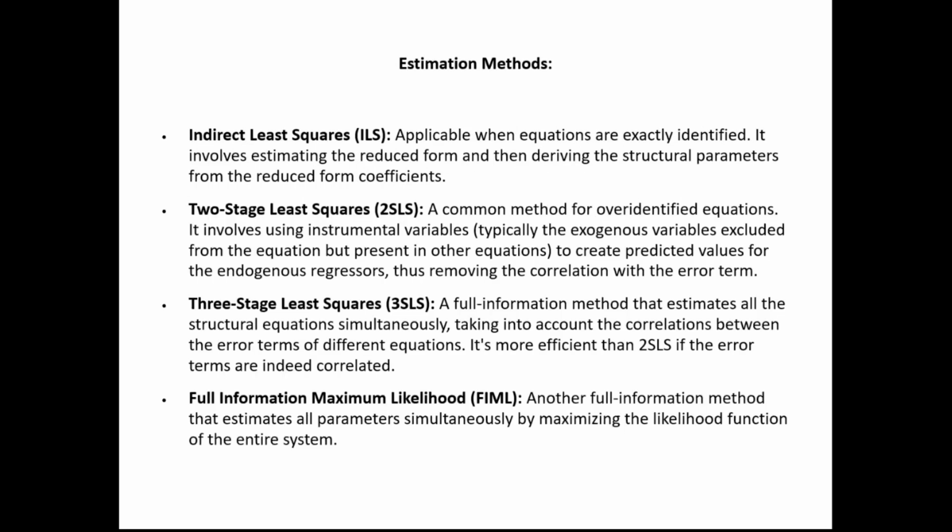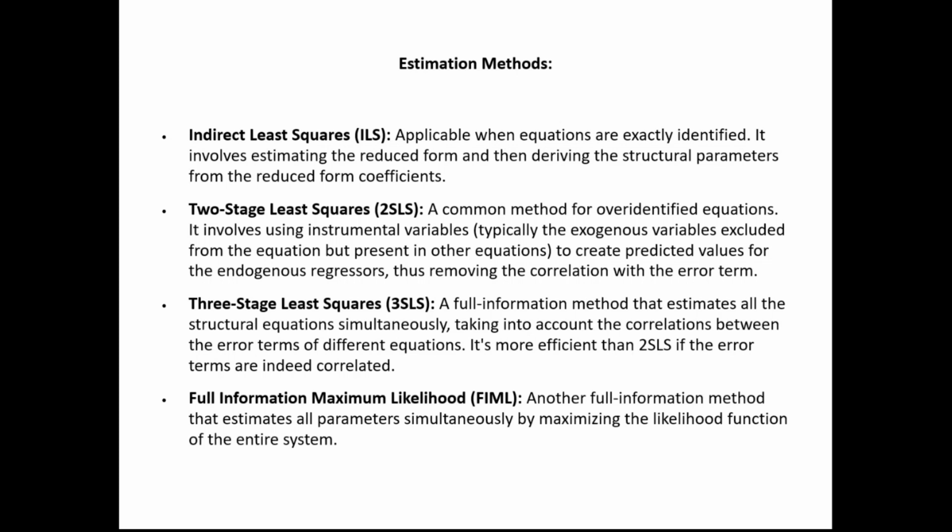Then, depending on whether the model is identified, you use these different methods, and these are the different estimators. You should know that indirect least squares is applicable to equations which are exactly identified. It involves estimating the reduced form and then deriving the structural parameters from the reduced form. You'll understand it when you do it.